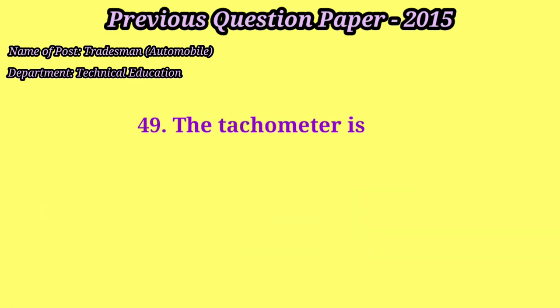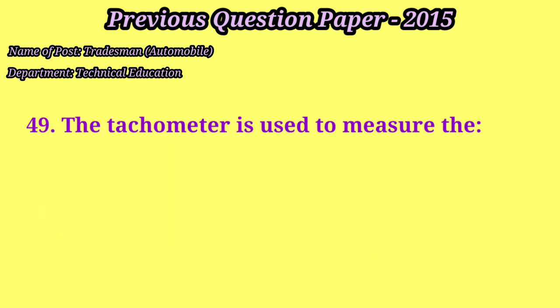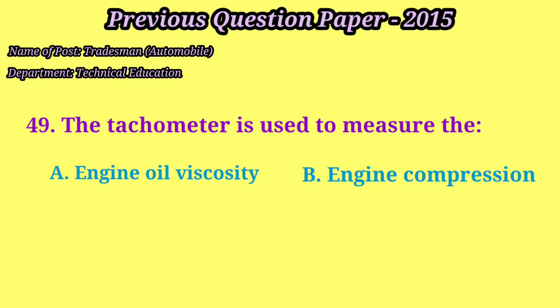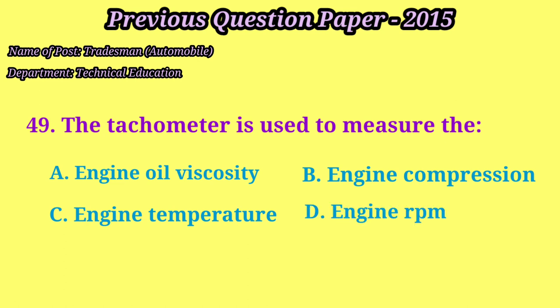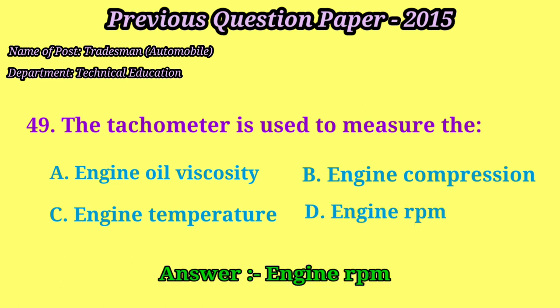49. The tachometer is used to measure: A. Engine oil viscosity. B. Engine compression. C. Engine temperature. D. Engine RPM. Answer: Engine RPM.